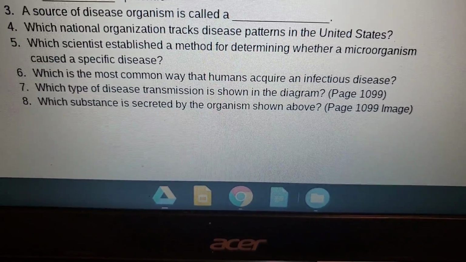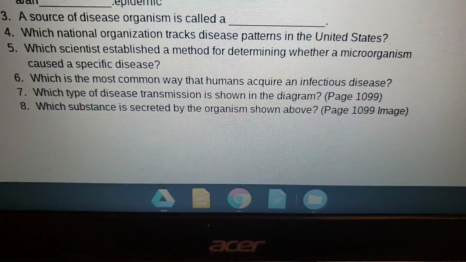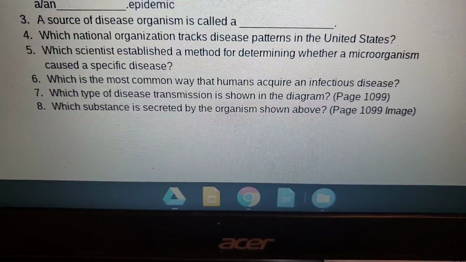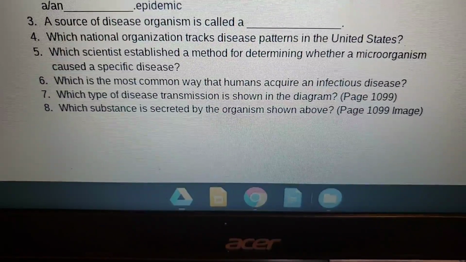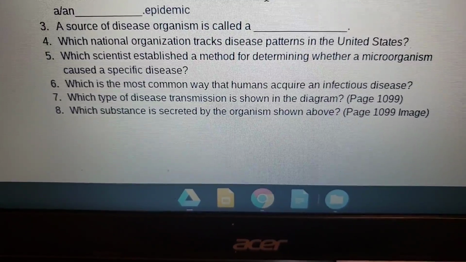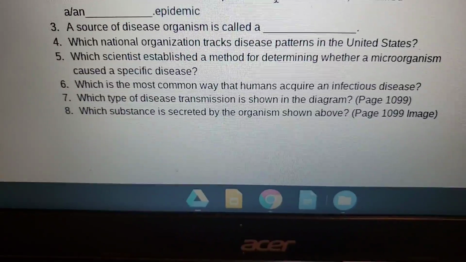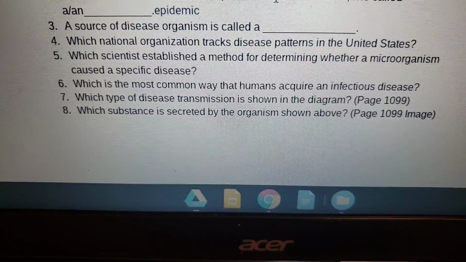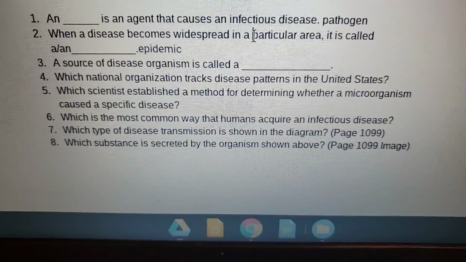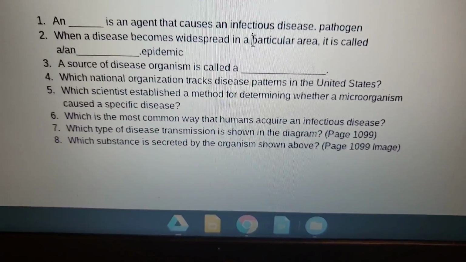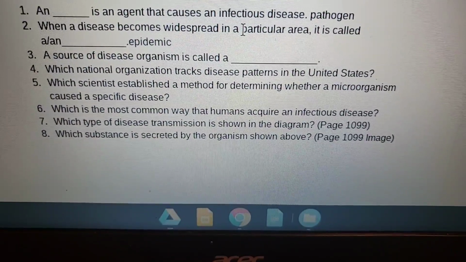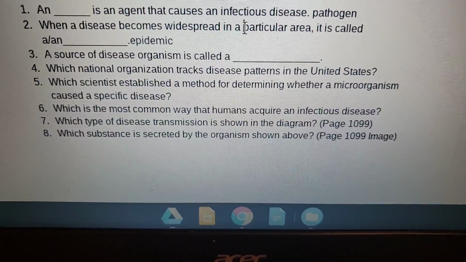Which is the most common way that humans acquire an infectious disease? I'm not 100% on that one either, so I'm going to go back and look. You guys can look too. Okay, so I'm assuming that it is through exposure to touching things that have pathogens on them, or having pathogens in the air, but I'm not sure what the most common way is. So when we read that, I must have not paid well enough attention.